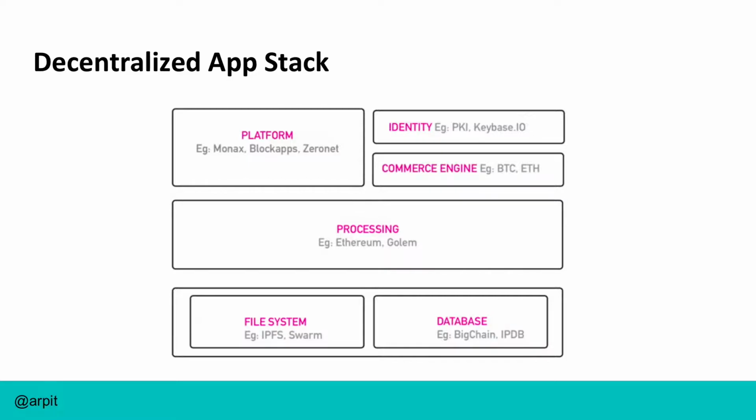This is an older diagram. I think Keybase changed their business model. I'm not sure what they are doing now, but Keybase was trying to be an identity platform at some point. You have Bitcoin and Ethereum providing a financial infrastructure for you. You also have blockchains like Ethereum and Golem providing you compute. And then under the hood, you have file systems like Swarm and IPFS.